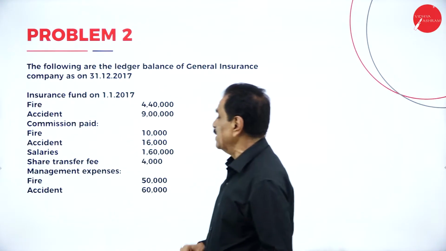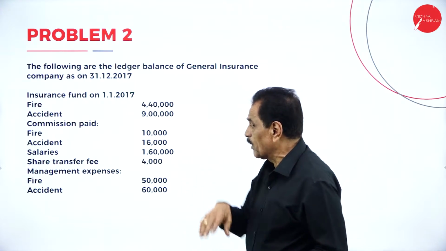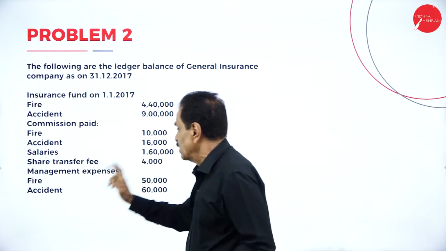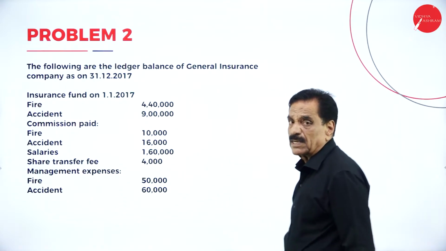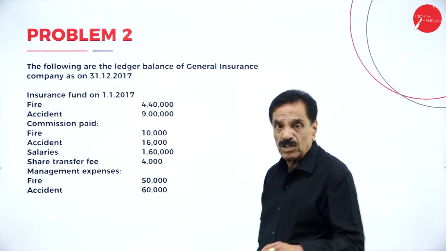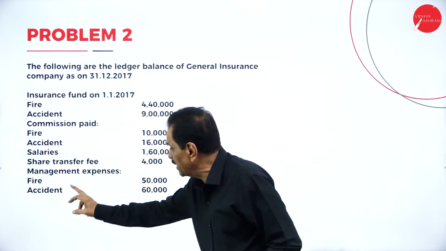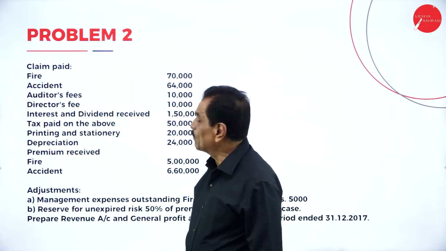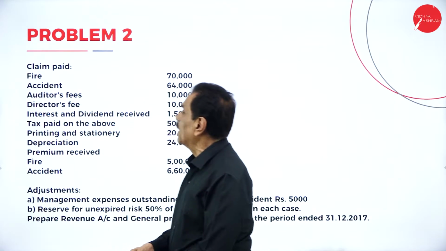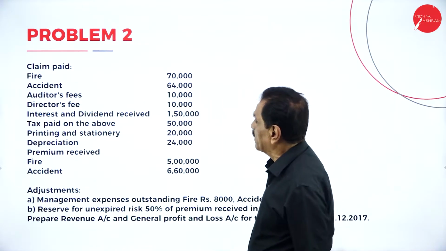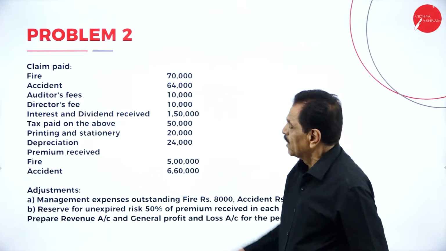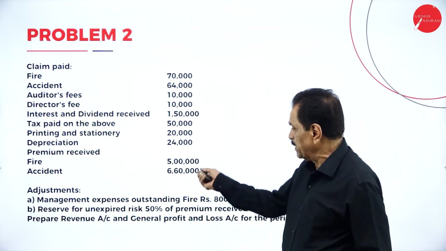Then salaries, it won't come here. It will go to the profit and loss account. Share transfer fees, management expenses. In case of management expenses, that is nothing but operating expenses, schedule number 4. In case of fire and accident, claims paid will come in schedule number 2. Auditor fees, P&L account. Director fees, P&L account. Interest and dividend received, tax paid on the above, printing and stationery, depreciation.